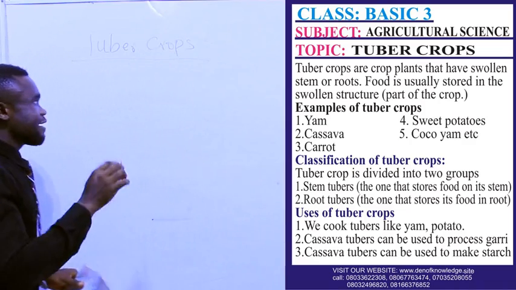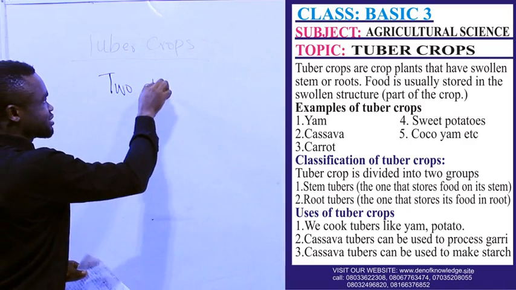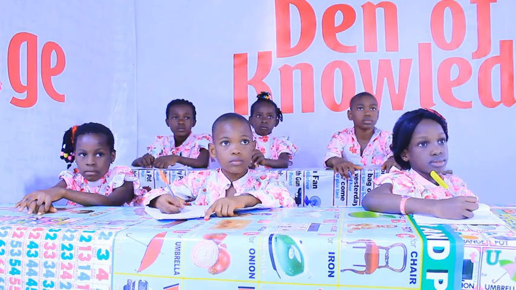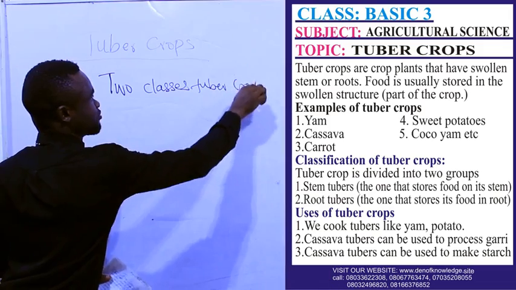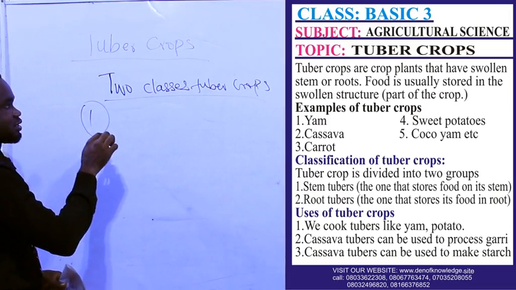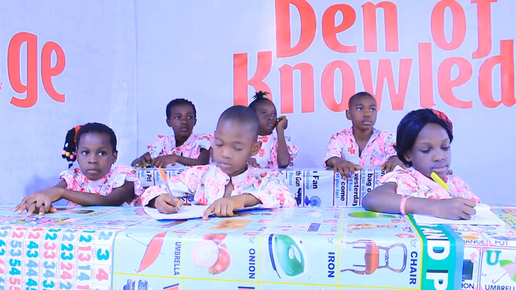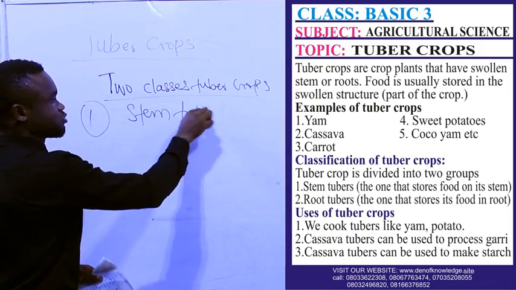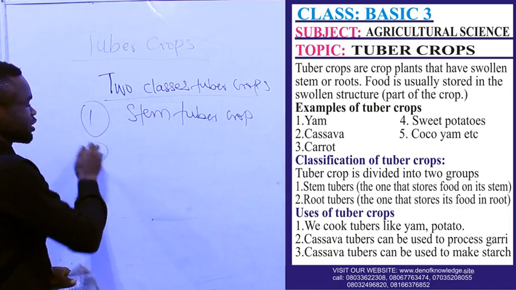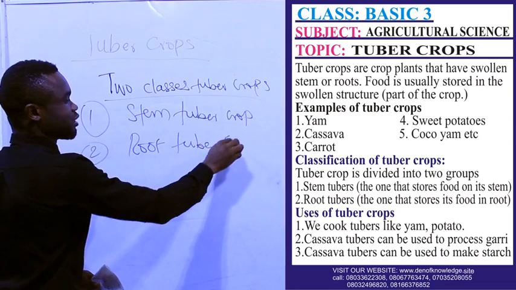Like I said, we have two classes of tuber crops. One is stem tuber crop. Two is root tuber crop.